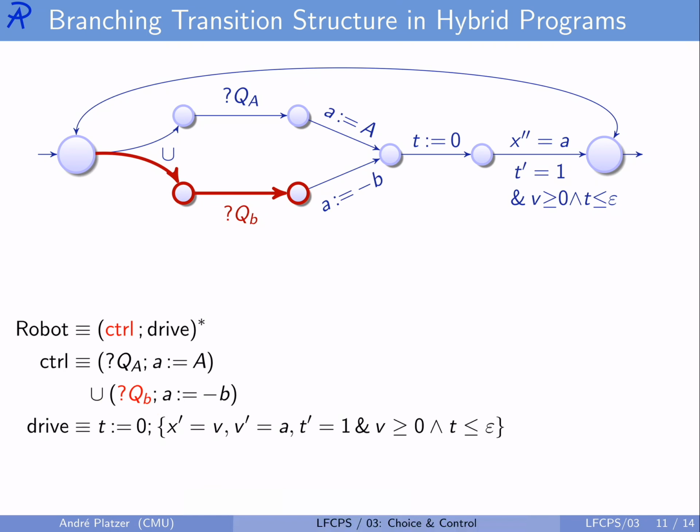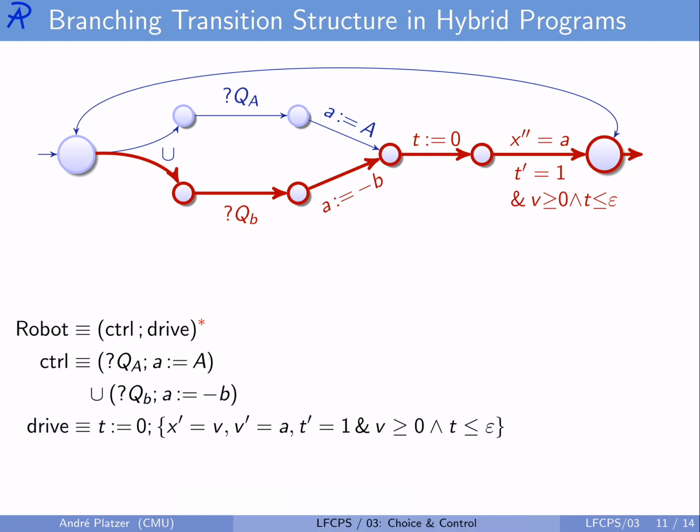So we execute the right choice, which begins with a test. Again, at this point, the logical formula QB needs to be true, otherwise we cannot actually go on. Then we change the acceleration to be minus b. Then we go into the drive part and reset the clock variable to 0. Then we follow the differential equation for a certain period of time. And then again, we find ourselves at the position where we need to decide whether we want to repeat again. And let's suppose at this moment we simply stop.